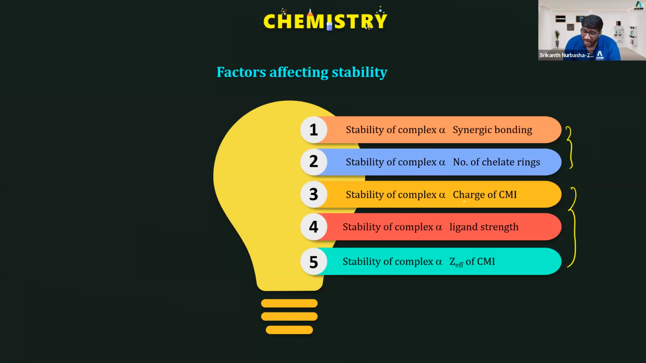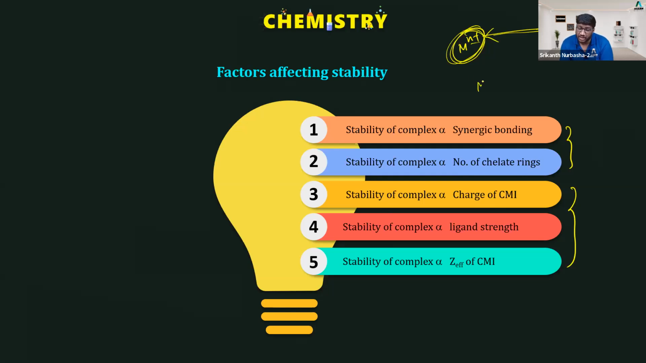Stability of complex is directly proportional to charge of metal ion. Like if we have metal ion Mn plus, if the charge on the metal ion is great, obviously it will attract the ligand greatly. Yes or no? So if the metal ion has more charge, it will attract the ligand greatly. So obviously the ligand metal bond is formed easily. So stability of the complex is great.